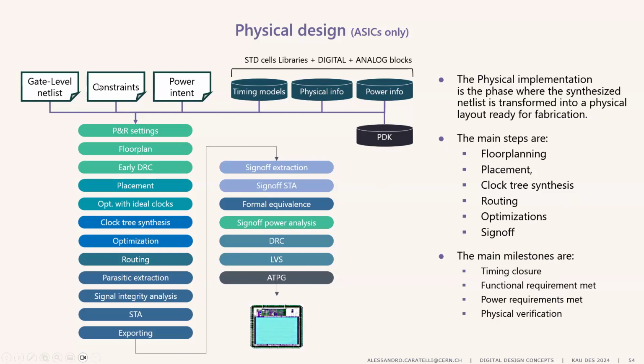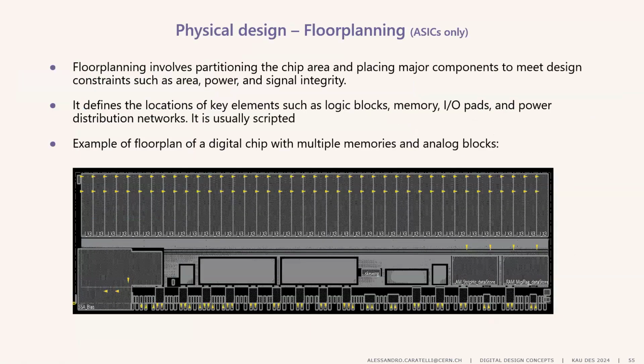Also, in this case, you start from a gate level netlist, you have your constraints, which come out of the synthesis most likely, and your power intent. And you will need to have the timing models for the libraries, for all the standard cells or other blocks. In this case, you need also the physical information and the power information and the PDK, what we saw before, this design kit, which includes a lot of other things, like in this case, the extraction rules and so on, which are part of the PDK.